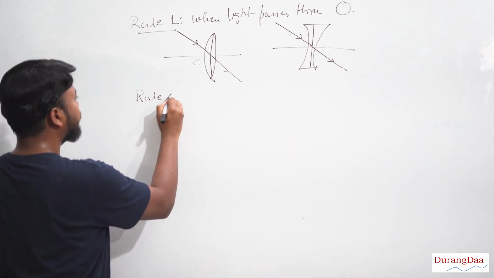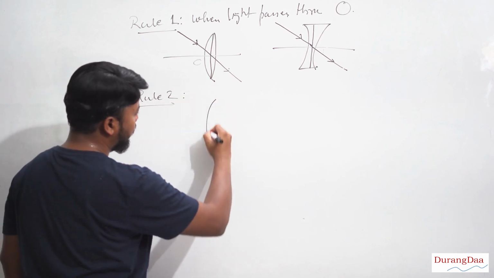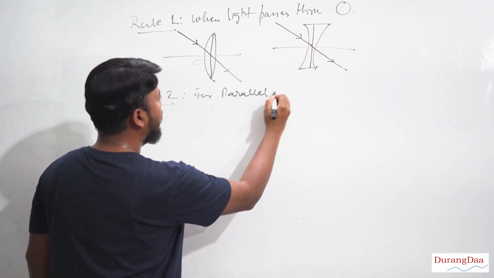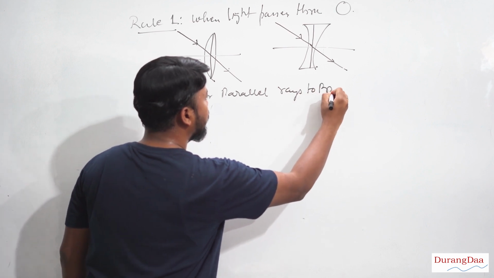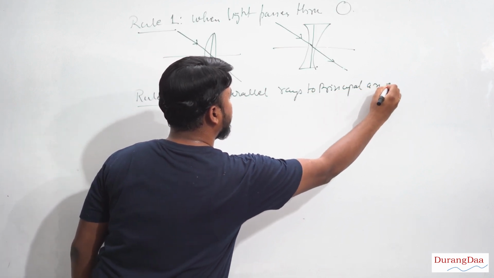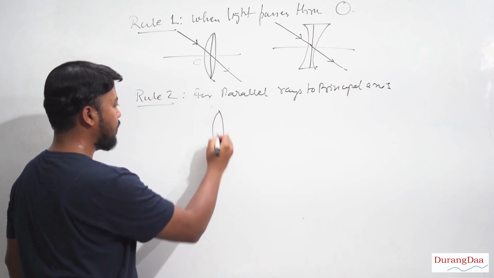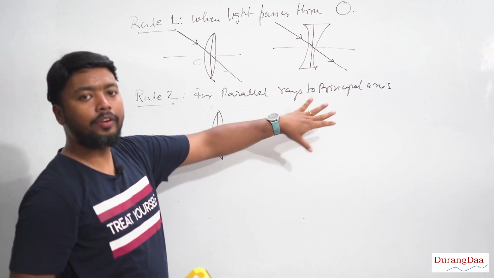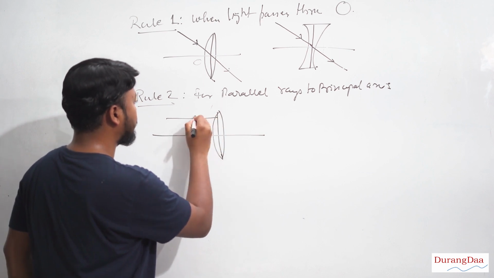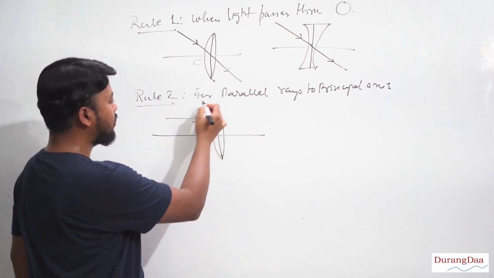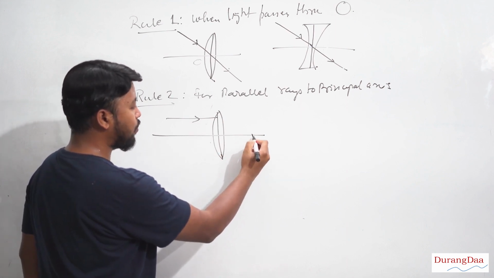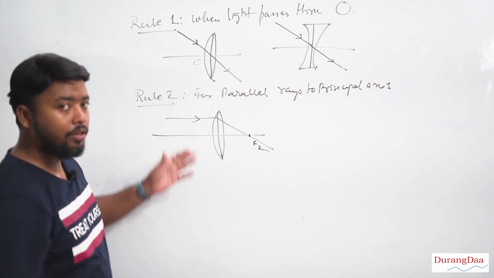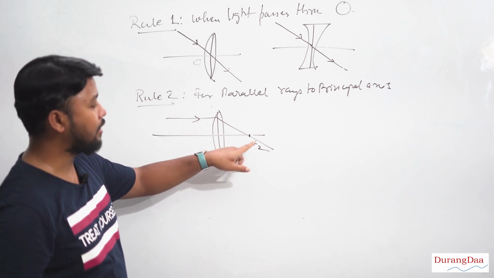Second rule is for parallel rays to the principal axis. Suppose I am drawing a convex lens again. This is the principal axis. So this rule is for the parallel rays. If I draw any ray which is parallel to the principal axis, then the rule states that after refraction it has to pass through the second focal point. Any ray which is parallel to the principal axis, after refraction it has to pass through F2.